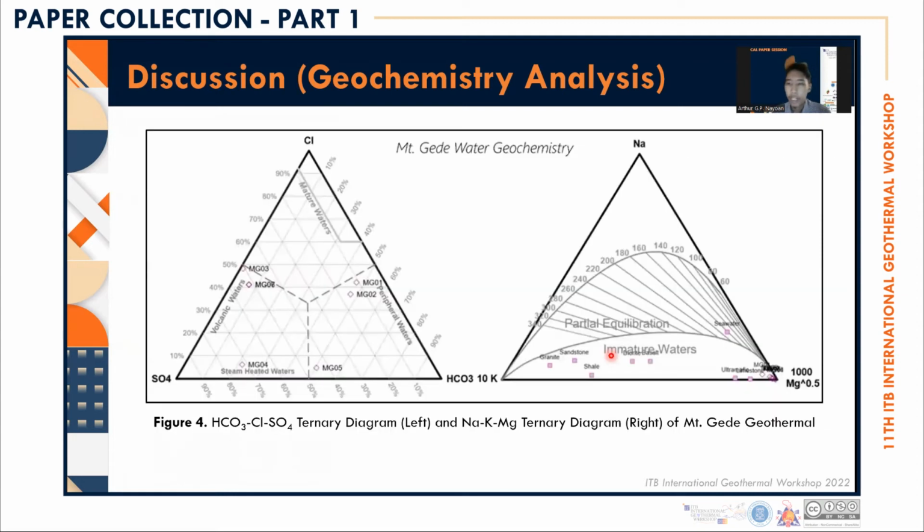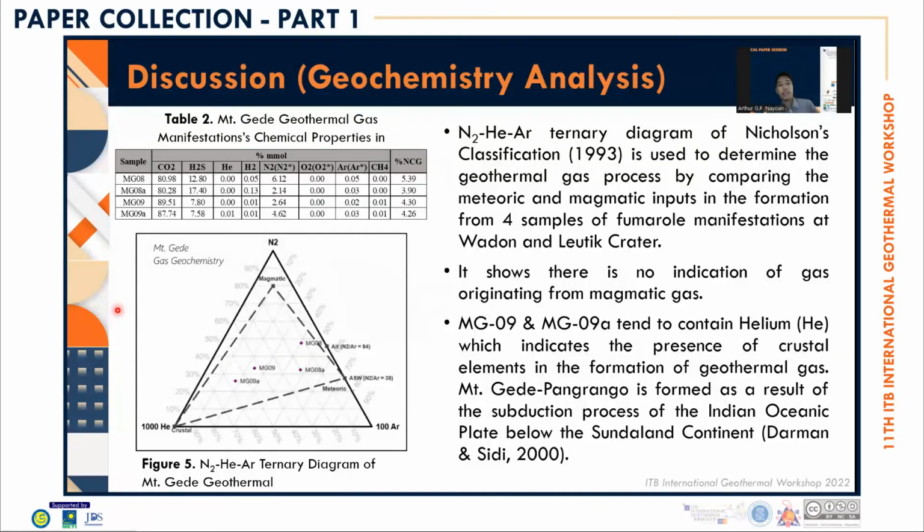Okay, let's go next. This is the result when we input them to the ternary diagram. As you can see, MG1 and MG2 are in the bicarbonate, peripheral water, and MG3 is in volcanic water. Other than the manifestations, we can ignore the rest because it's just cold water and surface water. As you can see in the sodium, potassium, magnesium ternary diagram, all of the manifestations are inside the immature water zone.